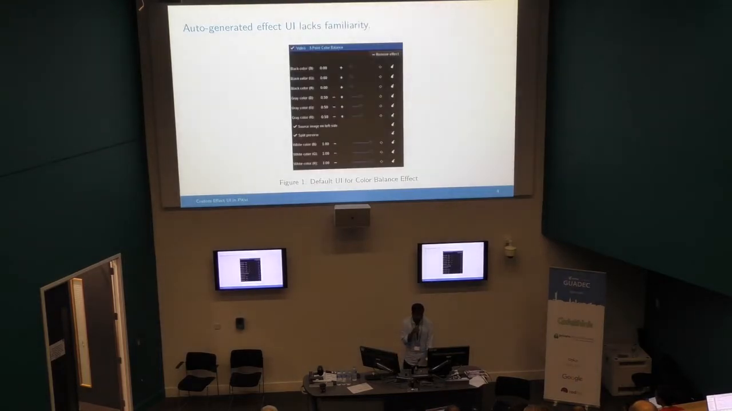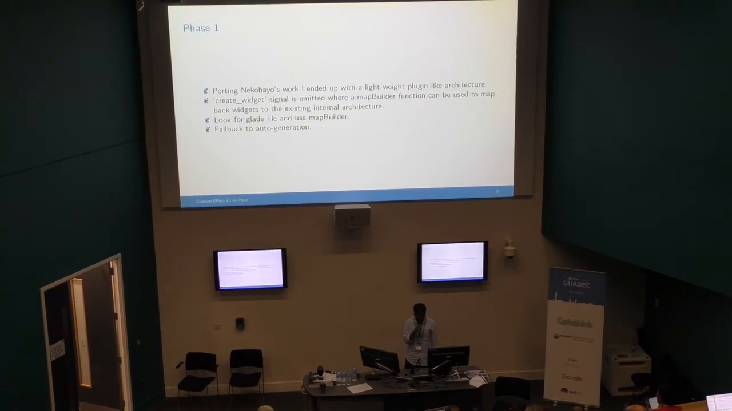So that led to a very uniform and very basic UI, as you can see here, to adjust RGB values, you're just simply asking them through spin buttons and scales, which is not desirable. So phase one of my work was to add an API so that custom effect UI can be allowed using the internal architecture that PTV already had for handling effects.